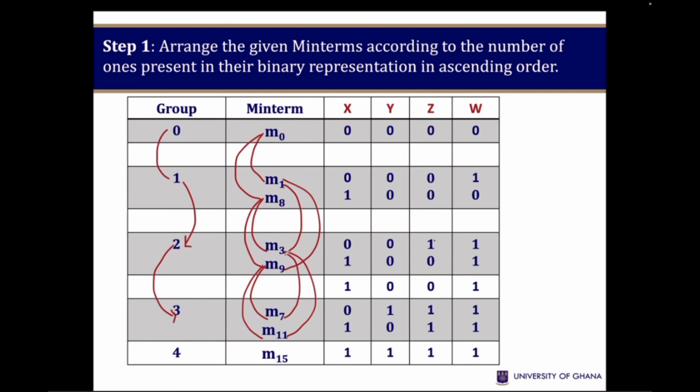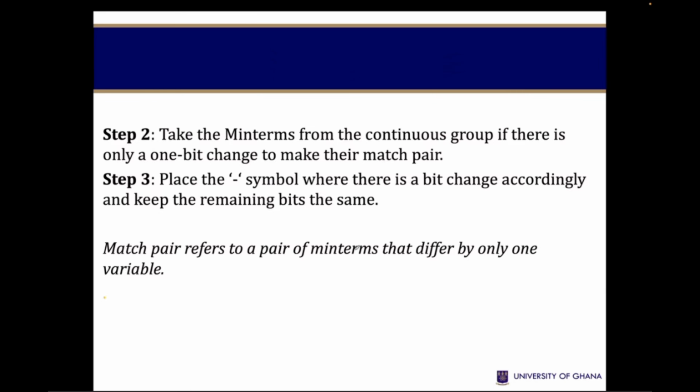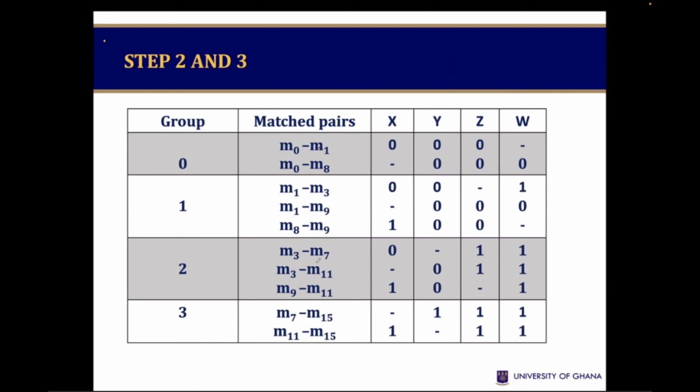M3 and M11, there's a match also. And they differ at where? At Z or X? M3 and M11. It's X. Very good. So it means that M3 matches with M7 and M3 matches with M11.